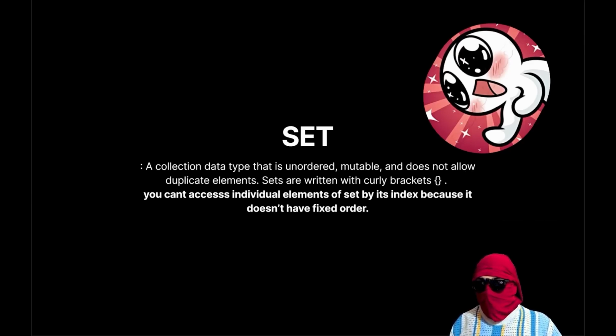So even if you add one, and again you put in another one, it wouldn't take that one, and it can only have the number one once in a set. And I've written it for you. You can't access individual elements of a set by its index because it doesn't have a fixed order. So let's take an example for this, and a set is defined in curly braces.